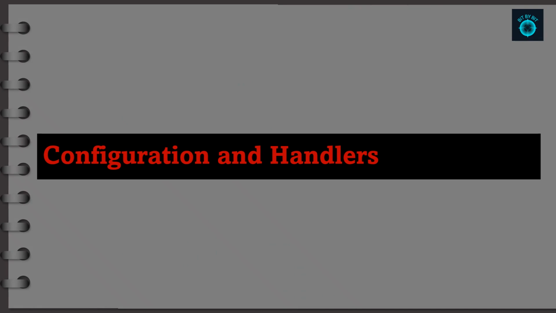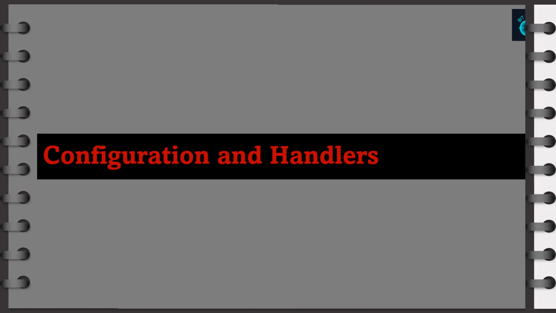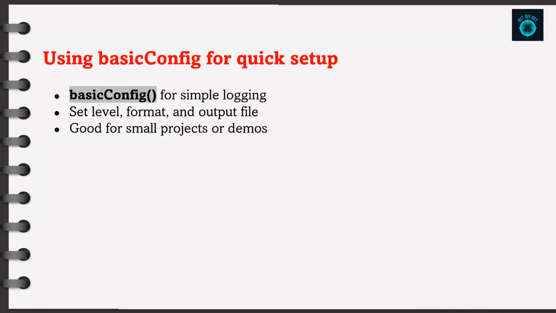Configuration and handlers. Using basicConfig for quick setup. Python provides a function called basicConfig for quick setup. With it, you can define the log level, the format of the messages, and even send the output to a file instead of the console. This is very useful for small projects, scripts, or demonstrations where you just need a simple configuration.